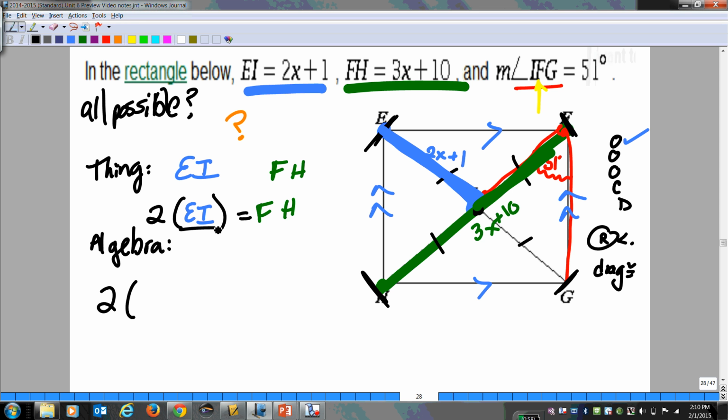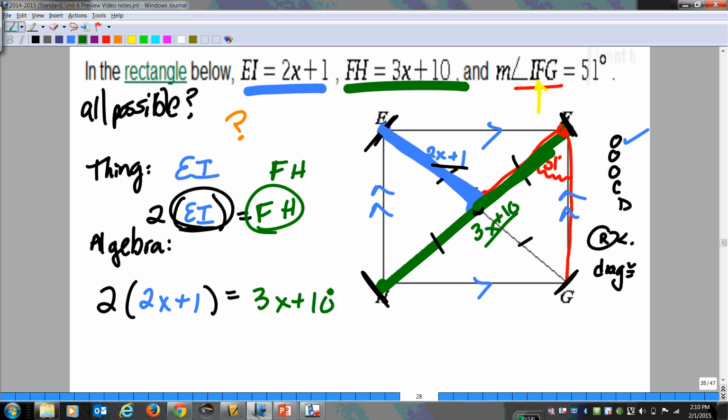So two EIs, circle, plug, chug, FH. Really important you do that template first. Many students would have just made this equal to that because they're just used to making algebra and slamming it together, and you'd be wrong. It's two blues equals one green. With that, we're going to solve for X.